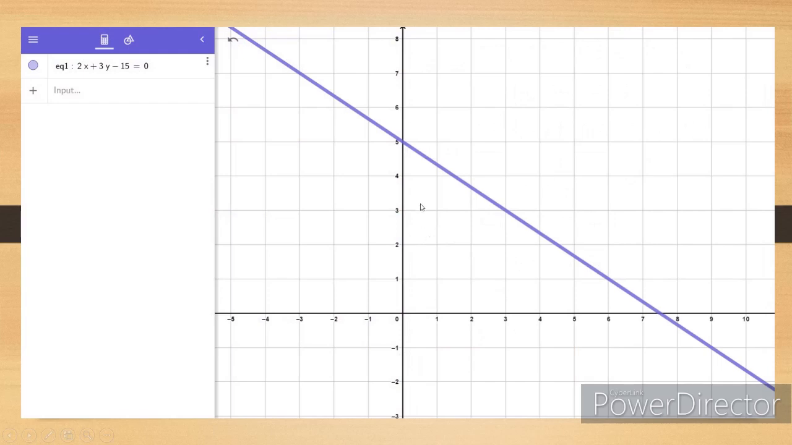Okay, this is the line of 2x plus 3y minus 15 equals 0, and this is the point 6, negative 2. And as you may have noticed, the point is below the line. That is why ang distance niya ay negative.